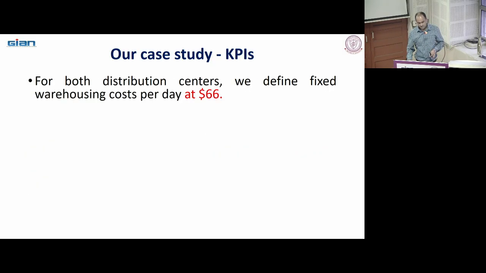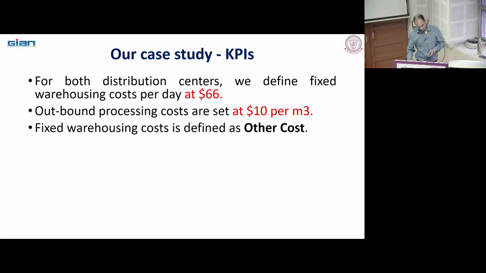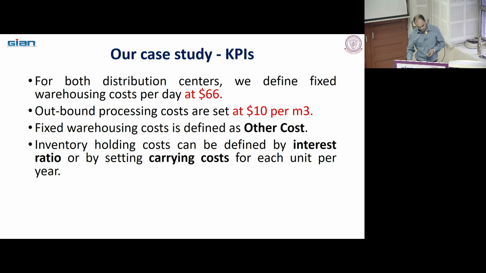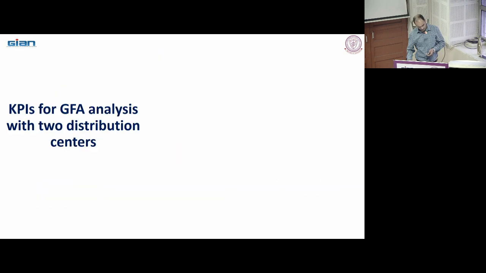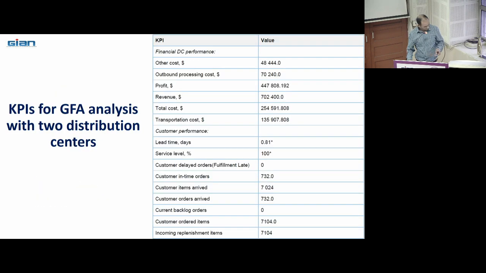So for both distribution centers, our fixed operating cost is 66 USD, and then the outbound processing cost is 10 USD per meter cubic. Okay. So now add those costs, run the model and tell me the profit.